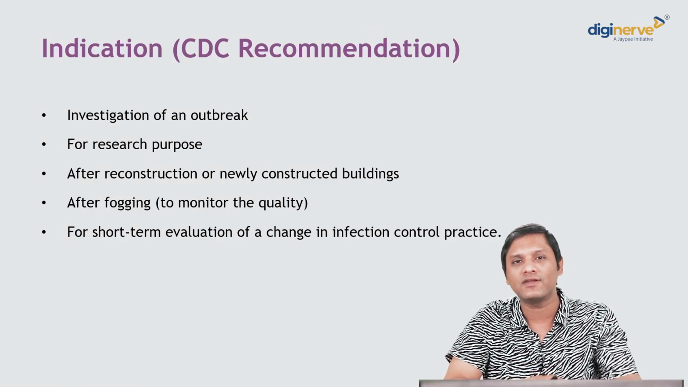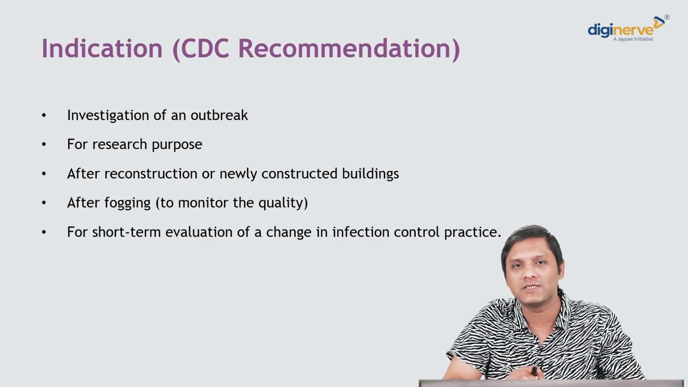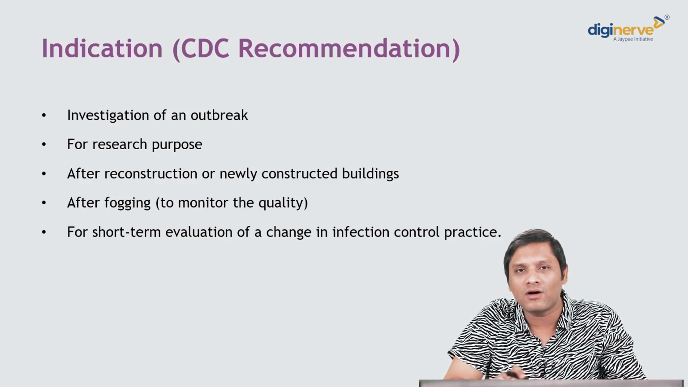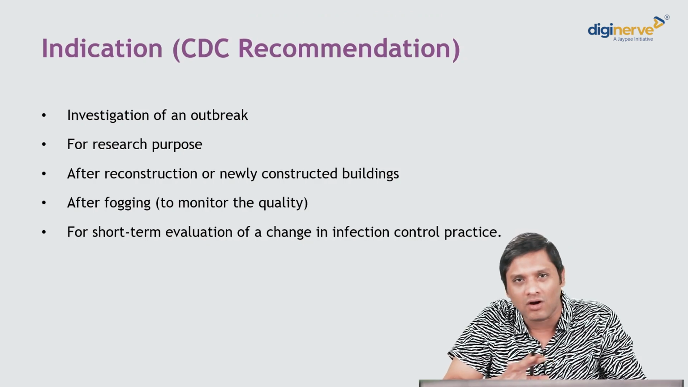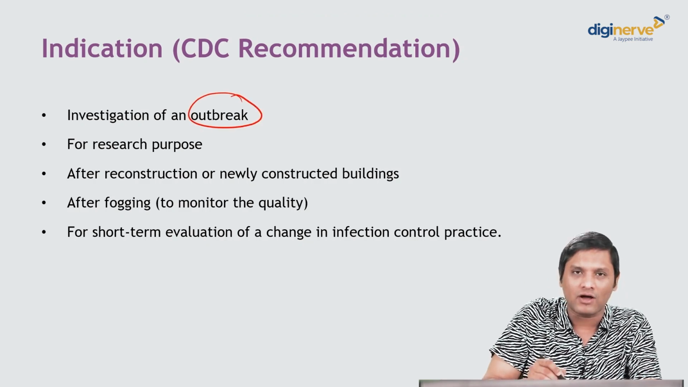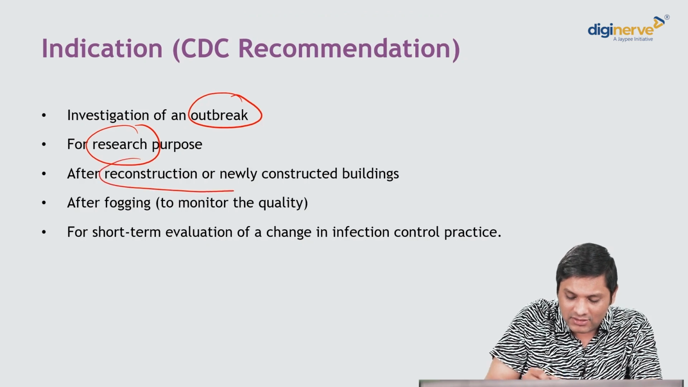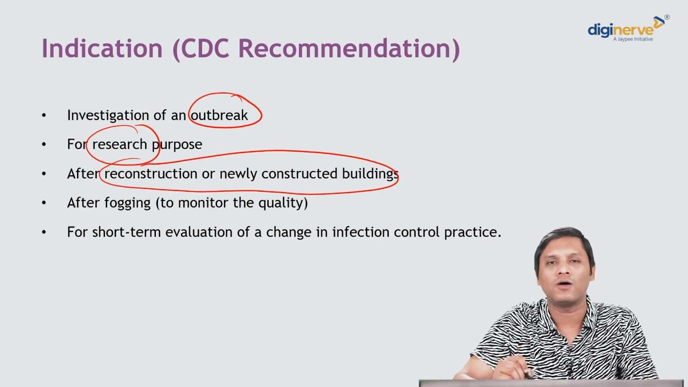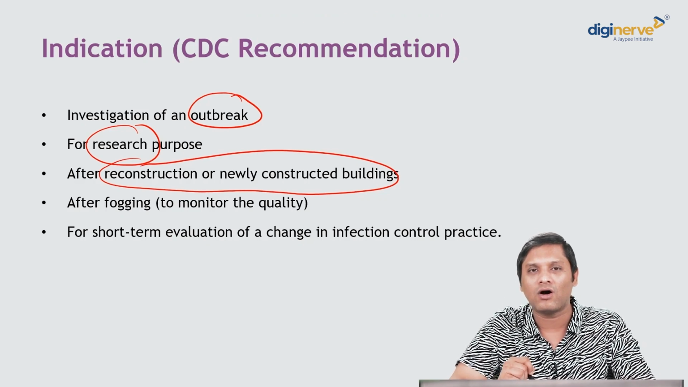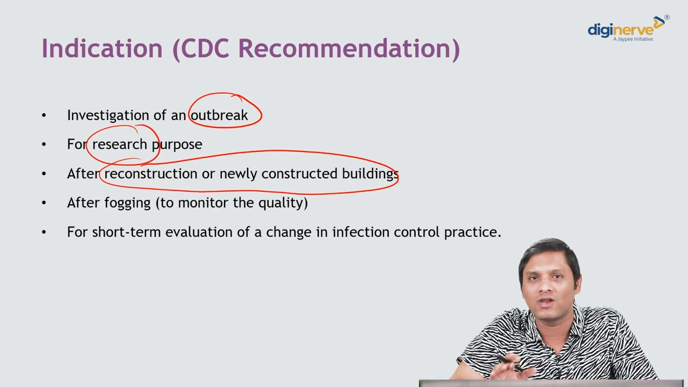So what are the indications of air surveillance? Remember that like water surveillance, even air surveillance also should be performed only when specific indications are present. Periodic routine air surveillance is not indicated. Okay, so the specific indications include investigation of an outbreak, for research purposes, after reconstruction or renovation of the operation theater. In all those renovated situations, you have to test for air quality.